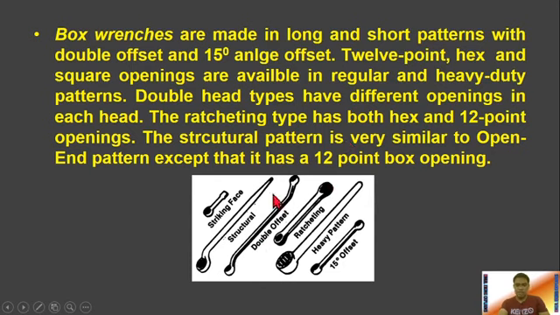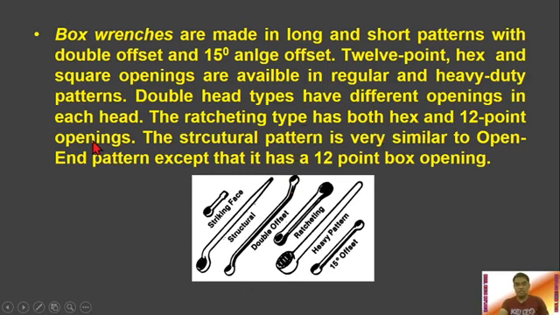So meaning this opening here is for a different size of bolt. Then the other one is also for another size of bolt. So the ratcheting type has both hex and 12-point openings.